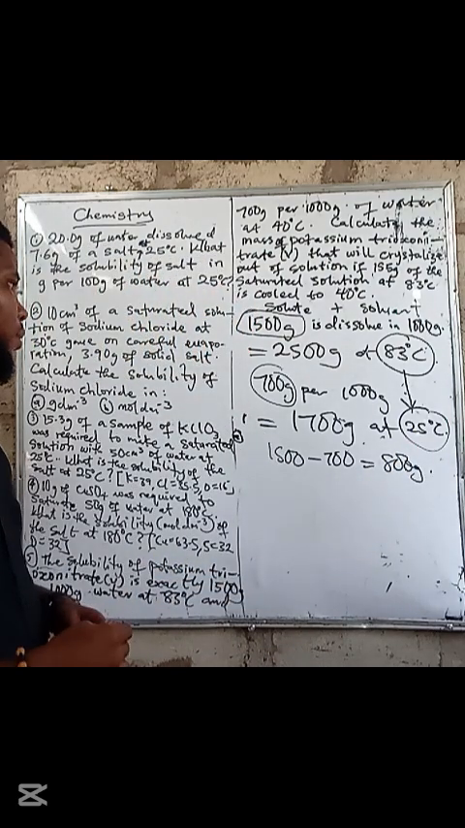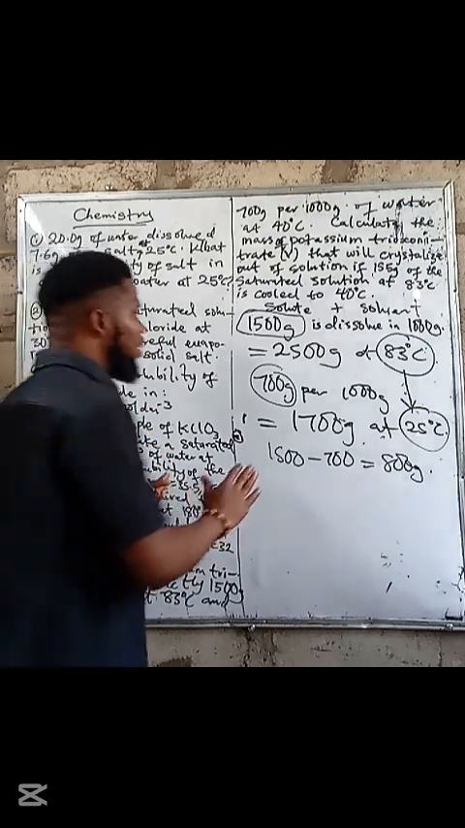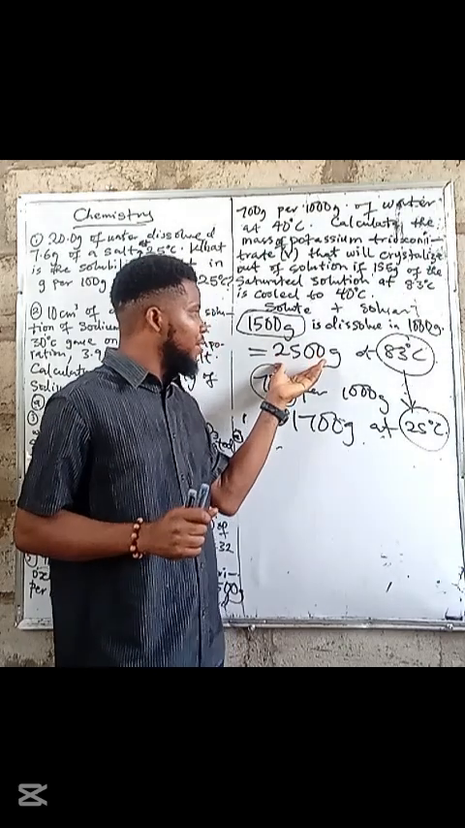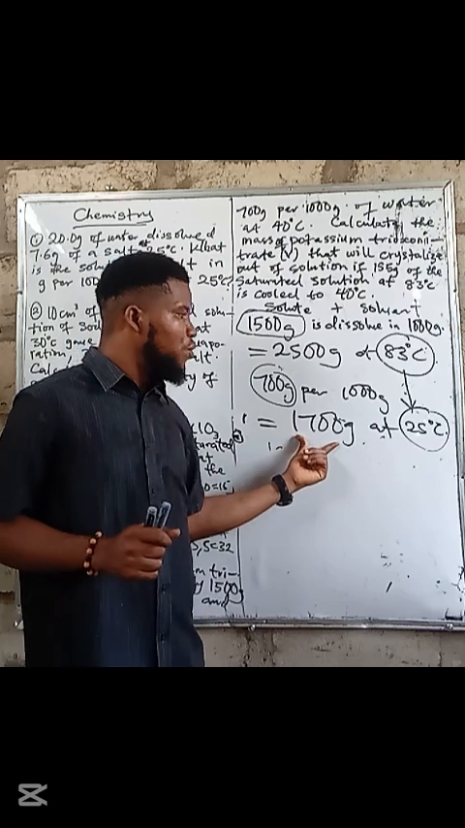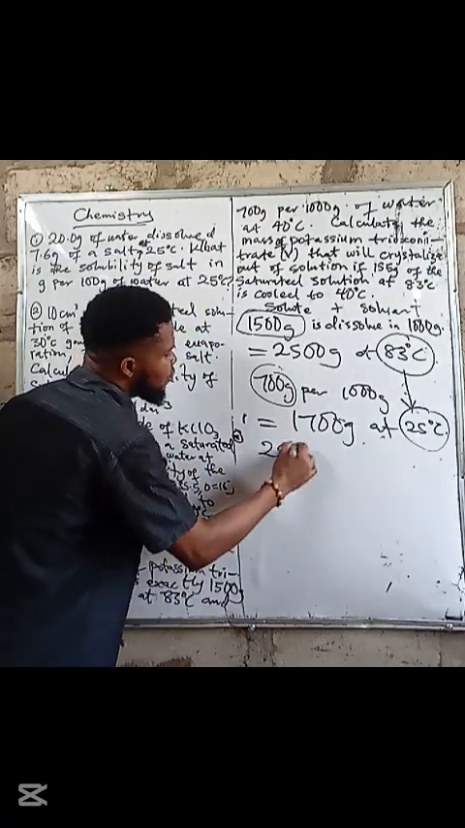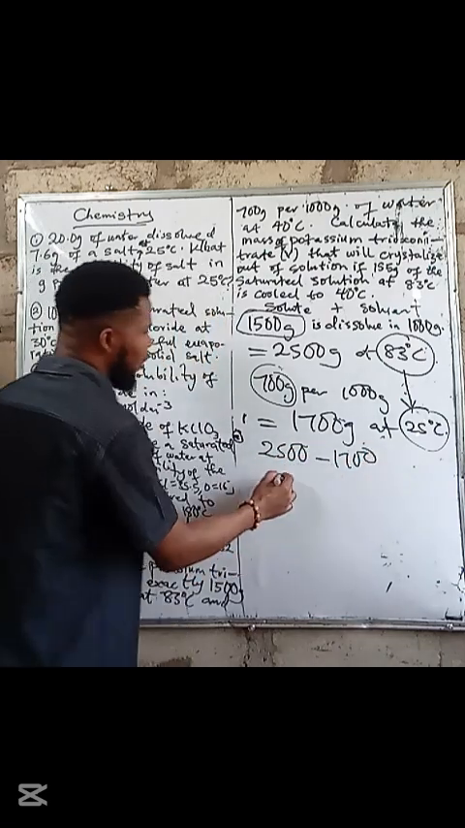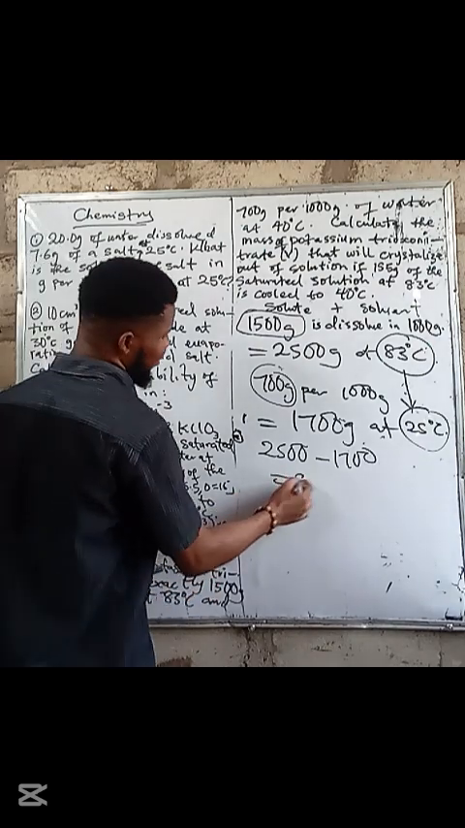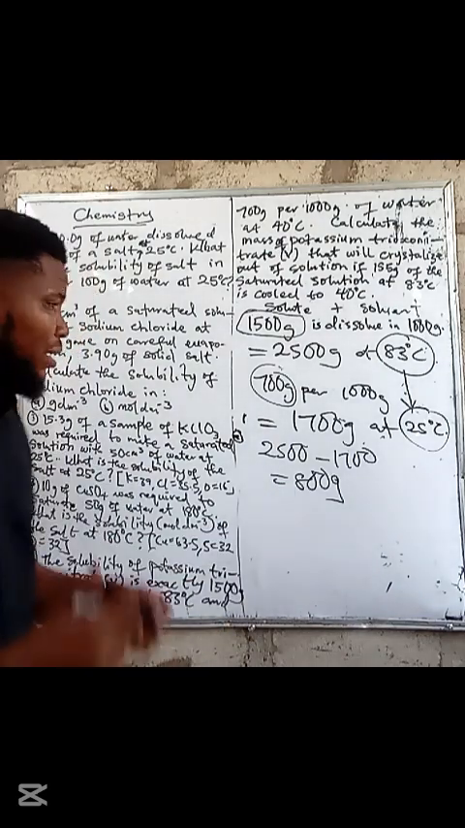I don't know if you got that. Right? Okay. Let's do it like this. Let's do it with the solution. Now look at this. This is the solution, right? Now, by the time the solution is cooled down to 25 degrees Celsius, it's going to give you this, right? So the excess will be 2,500 minus 1,700. And that will give you what? It's still going to give you 800 grams, right? So no matter the way you do it, you're still going to get the same thing.